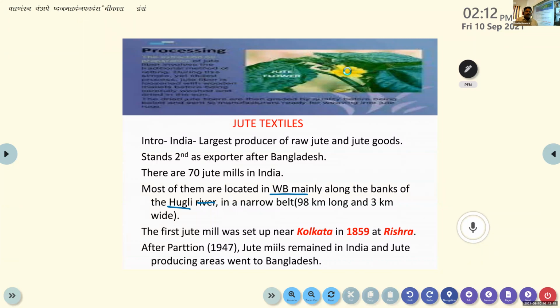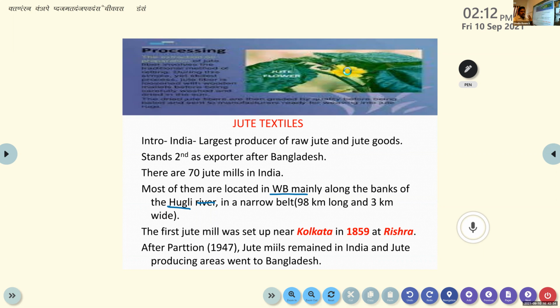Not only textile products, a number of other artifacts are also made by the producers there. Different companies are making different, diversified products. So that is the main reason for the concentration of the jute industry on the banks of the river Hooghly, in the state of West Bengal.